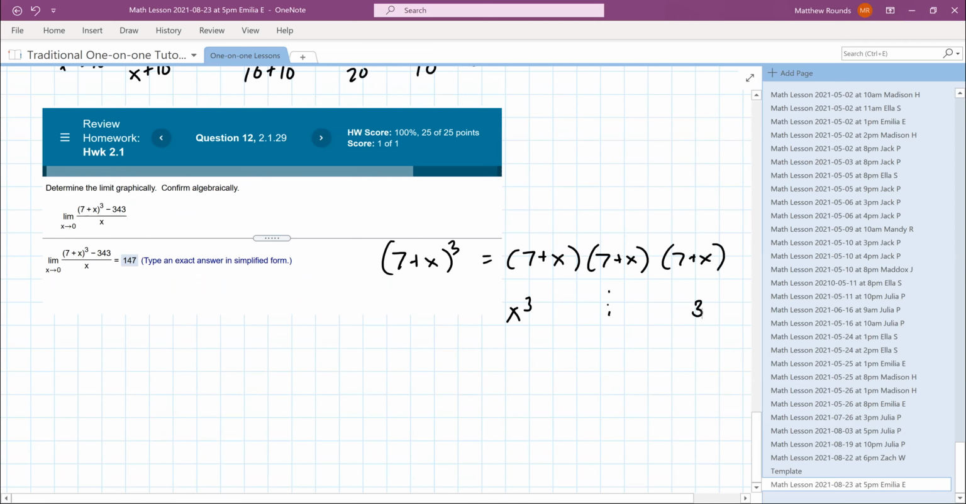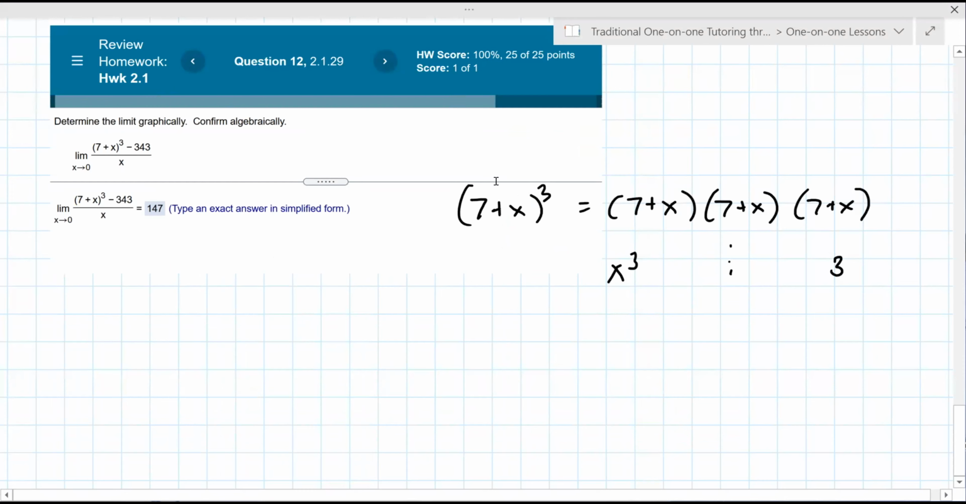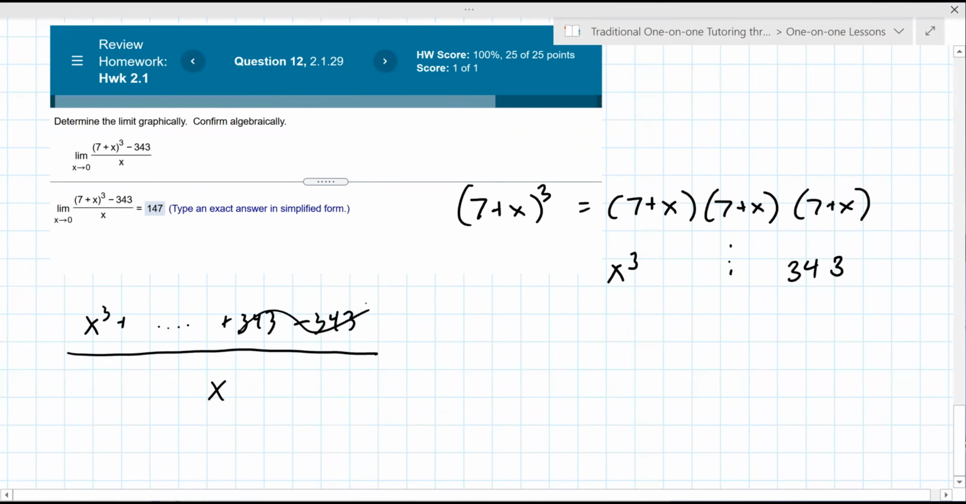Okay, so you're not seeing my screen. I can see your screen. You still see this question? Yeah. So what I was getting at is there are some other terms in the middle here, but you get x cubed plus some other terms plus 343 minus 343, over x, and so these cancel. Let me actually get those numbers. I guess we need them for what we're doing here. I'm trying to shortcut this too much.